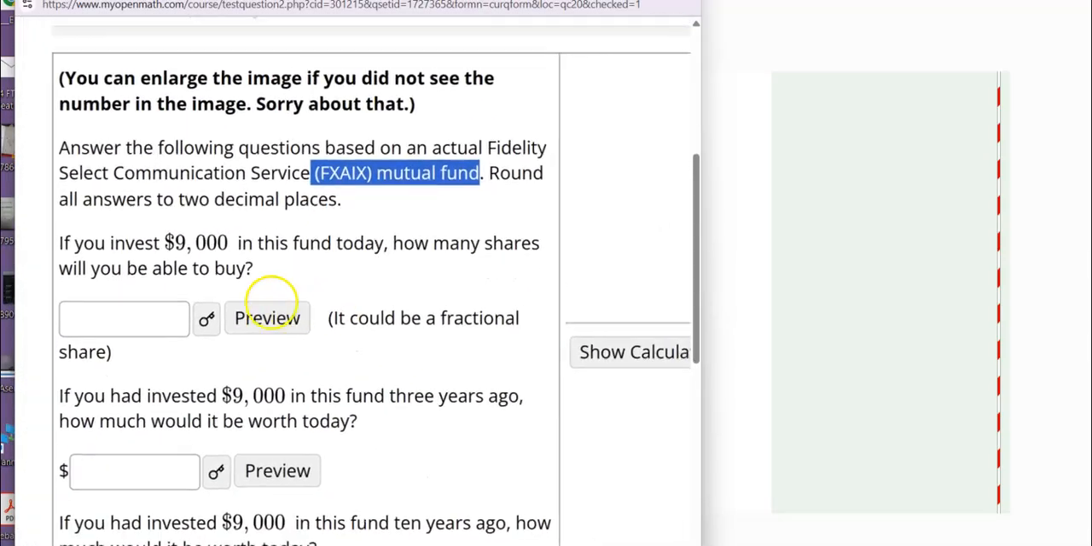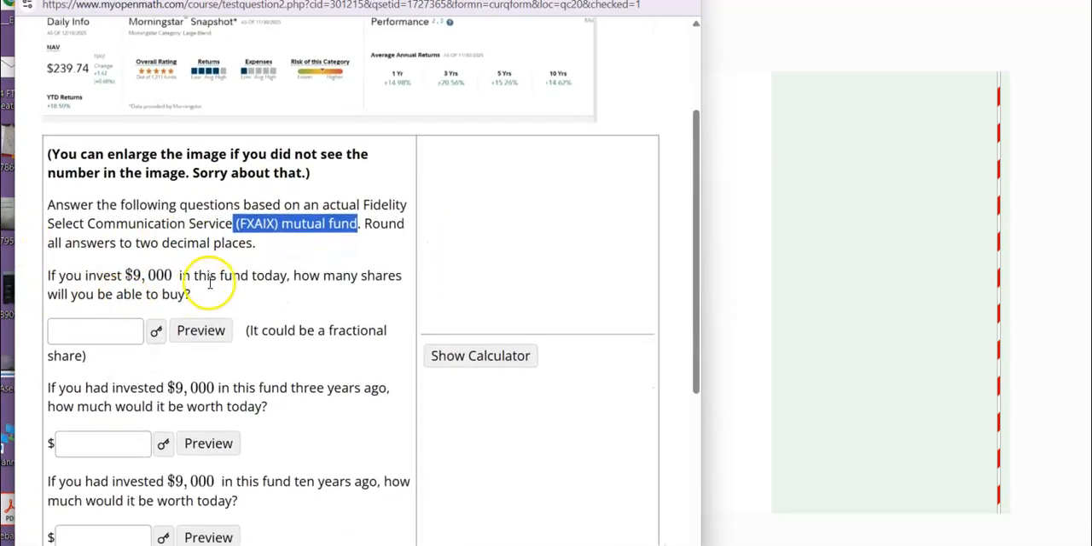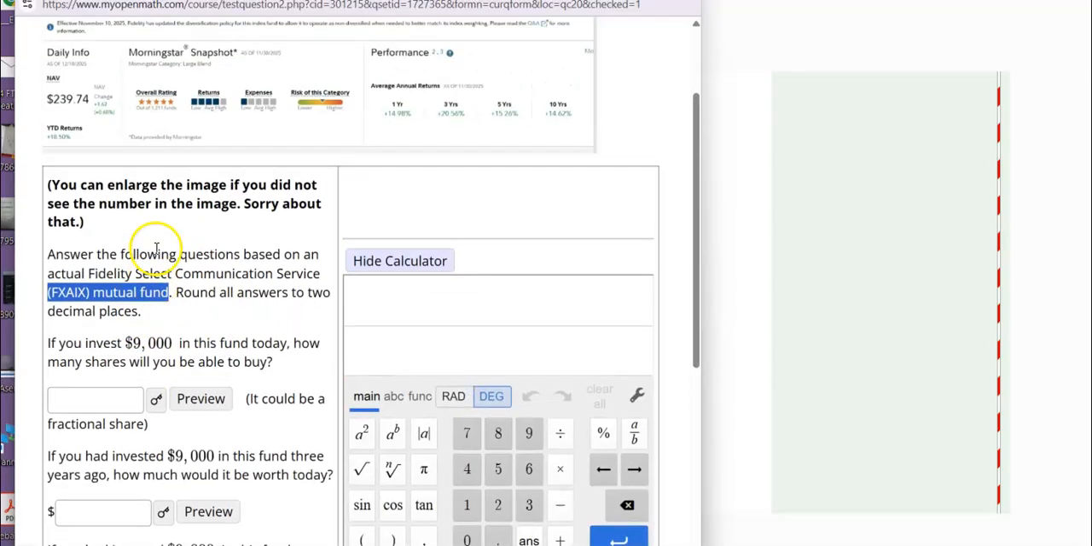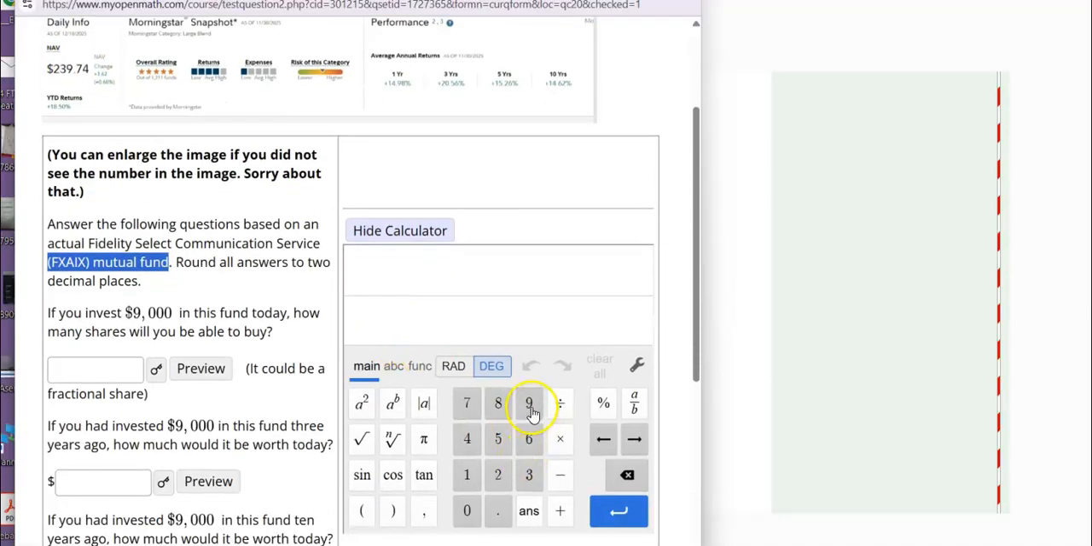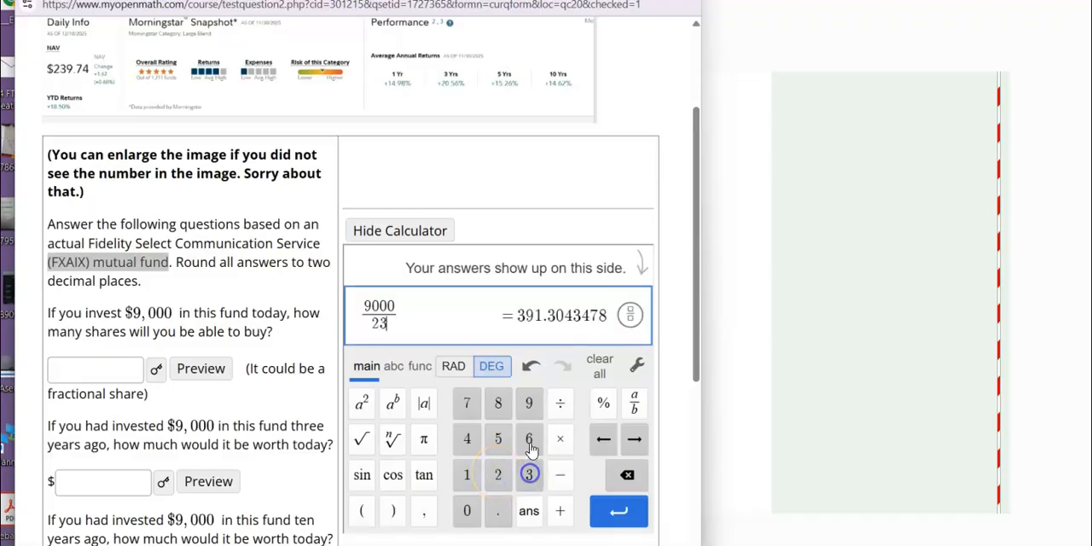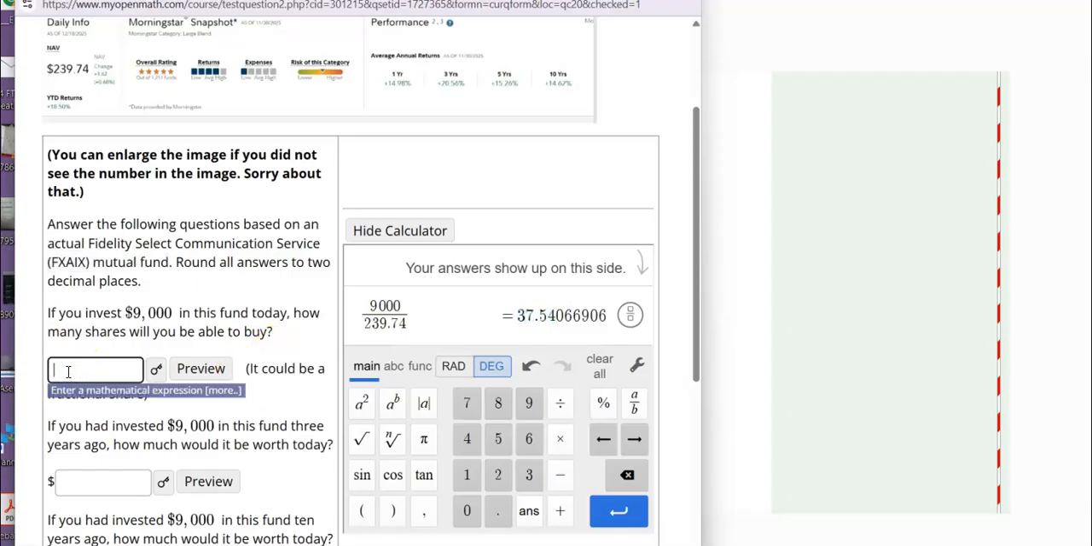So here is the first question: if you invest $9,000 in this fund today, how many shares will you be able to buy? Notice that each share costs $239.74. You have $9,000. Let's see how many you buy. 9,000 divided by the cost of each share, 239.74. This gives you 37.54 shares. Notice that shares could be fractional, so I'm going to put 37.54. Okay, that's the first question.